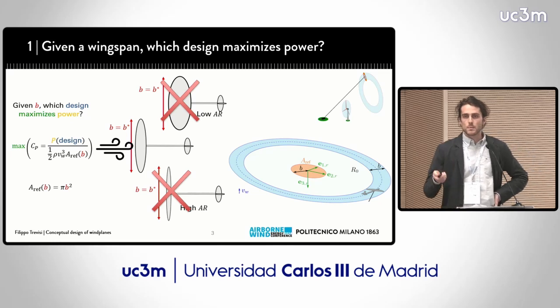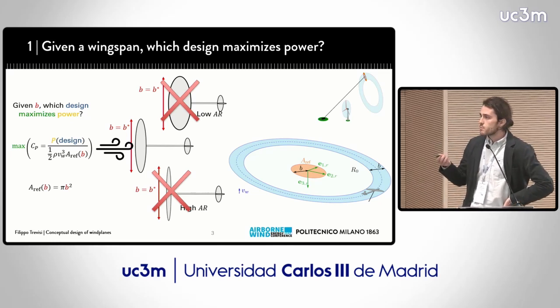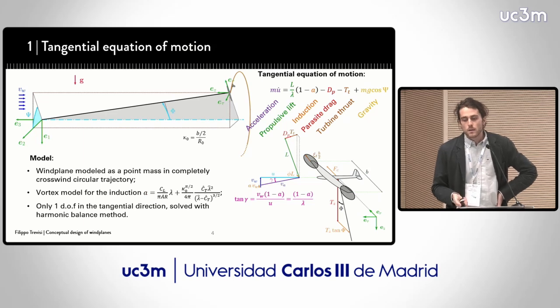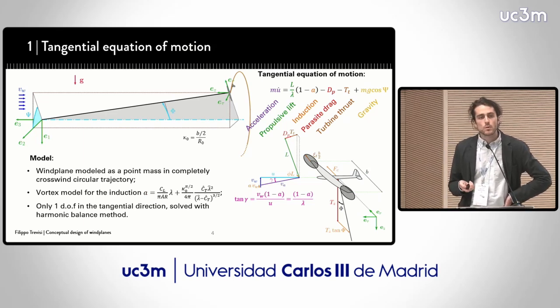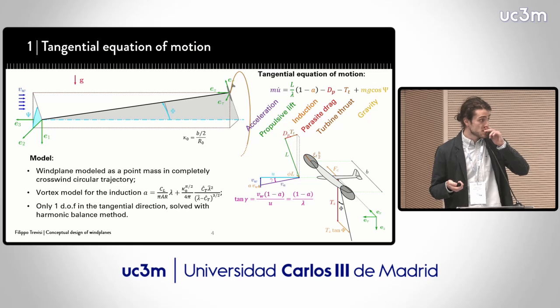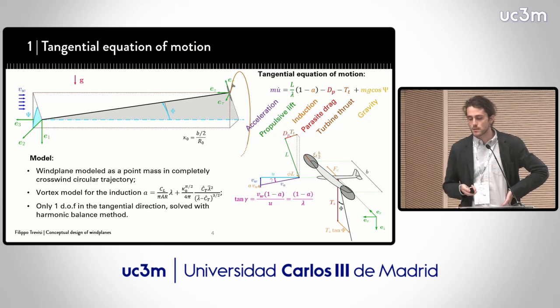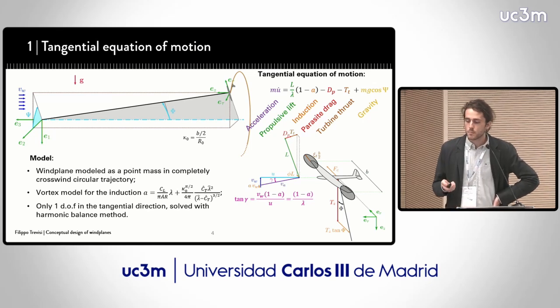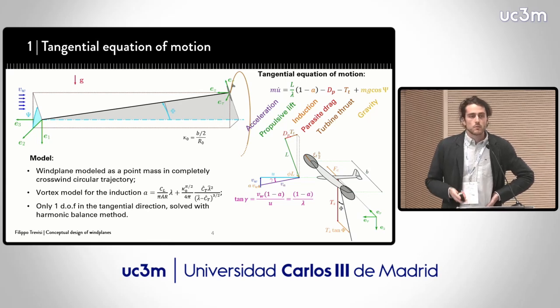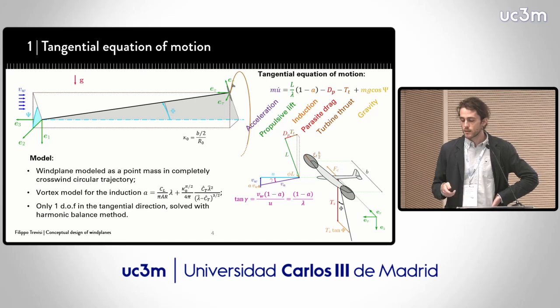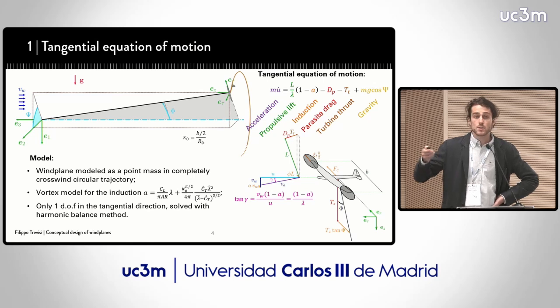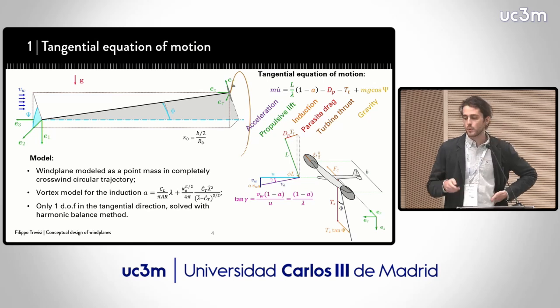Those are preliminary considerations, so now let's put in some math and modeling. We start with a really simple model, a 1 degree of freedom model in the tangential equation of motion. We assume a circular trajectory, and we model the plane as a point mass. We also take a vortex model for the aerodynamic induction, so we have a model to compute the induction at the plane. If we use this model, then the tangential equation of motion is the one at the top right.